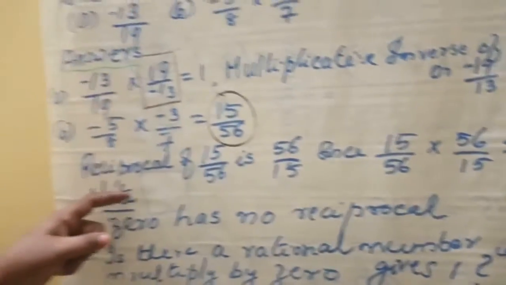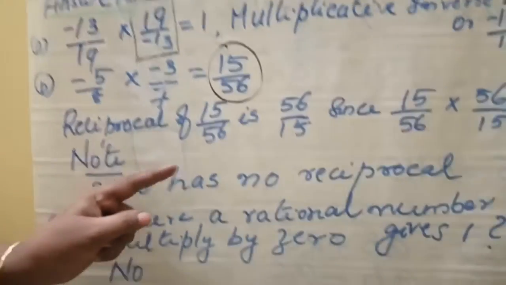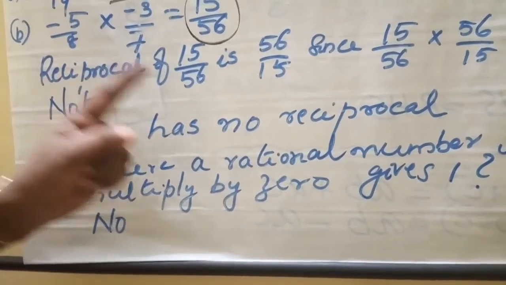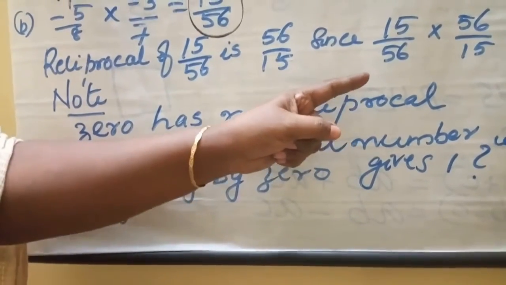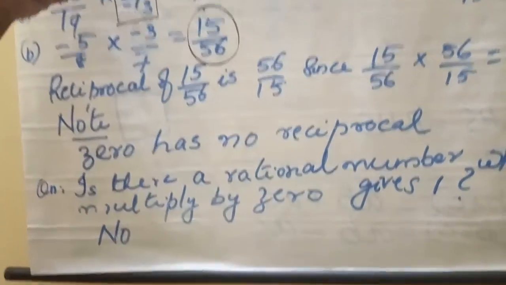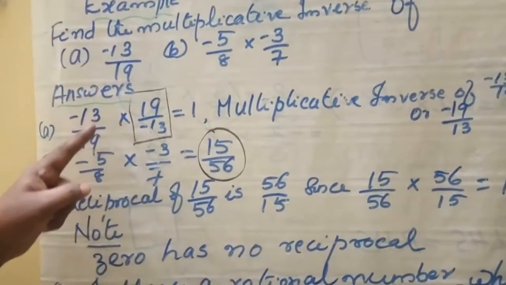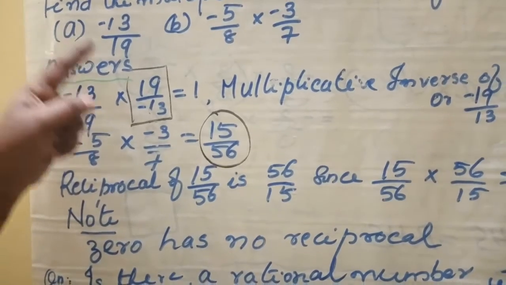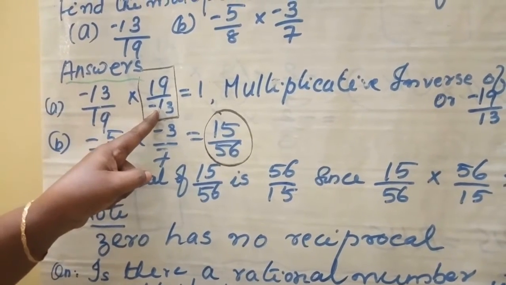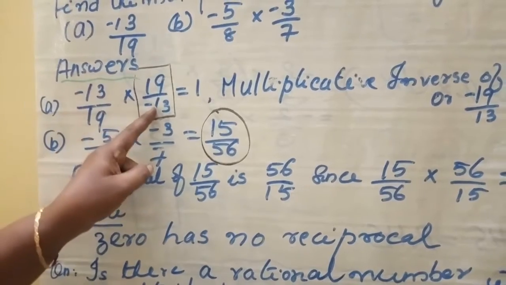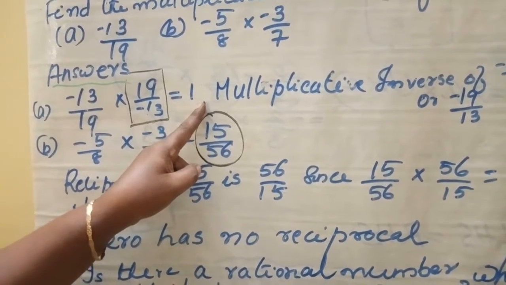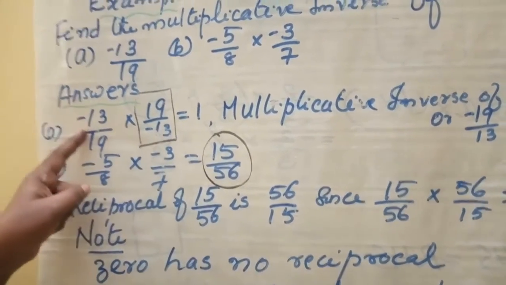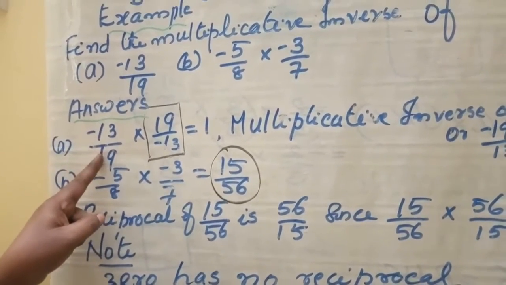Now there is an interesting question. 0 has no reciprocal. Can you follow me? 0 has no reciprocal. Why? Because here you can see the question. Minus 13 by 19 is the given rational number. We find another rational number so that the product is 1. Then we can say that this answer 19 by minus 13 is the reciprocal of minus 13 by 19.